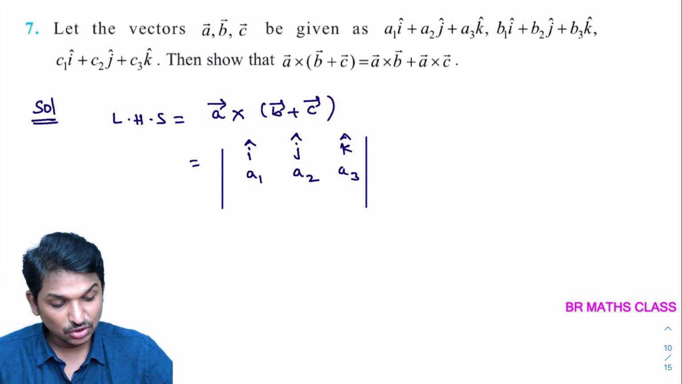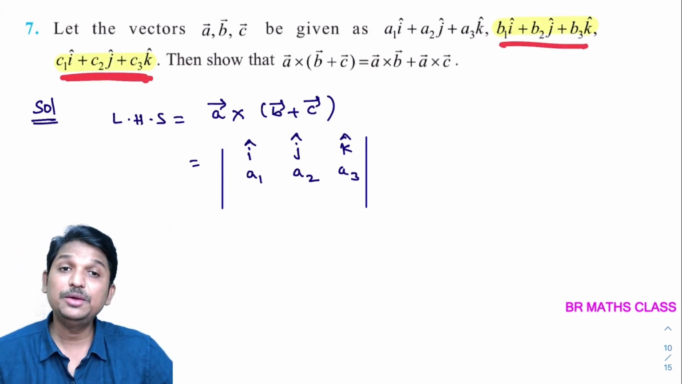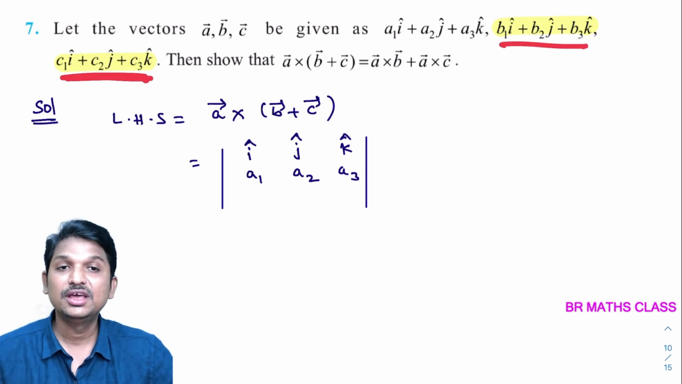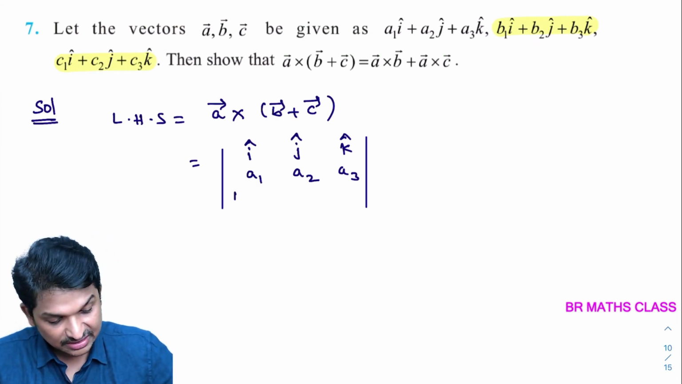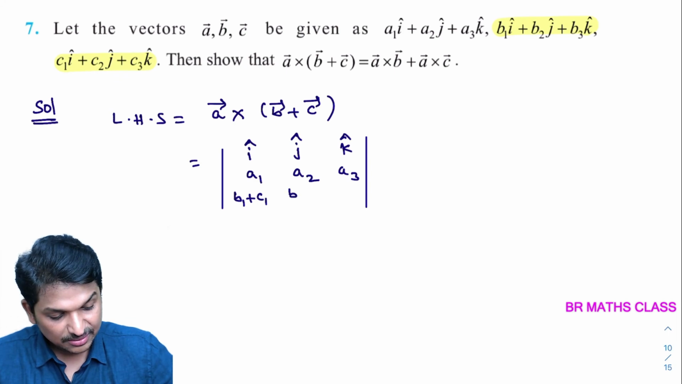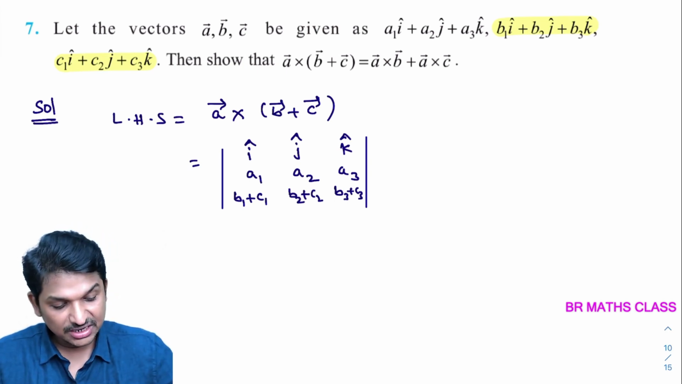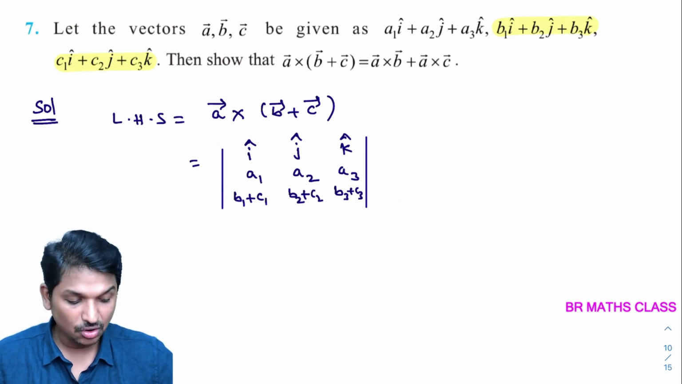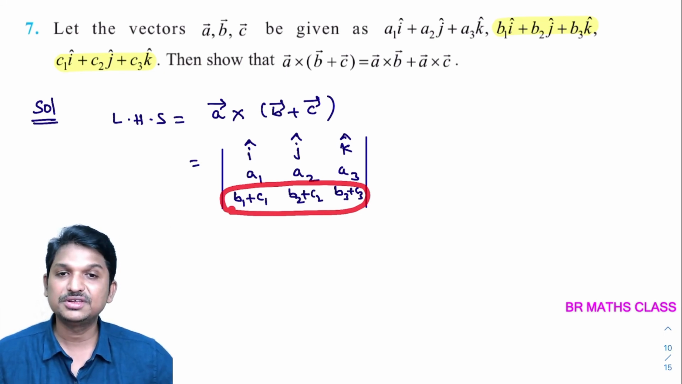What is B bar plus C bar? You look here, this is B bar, this is C bar. B bar plus C bar is B1 plus C1, B2 plus C2, B3 plus C3, right? I'll write here B1 plus C1, B2 plus C2, B3 plus C3. Now observe this determinant, in particular the third row. All the elements of the third row are expressed as a sum of two terms, right?